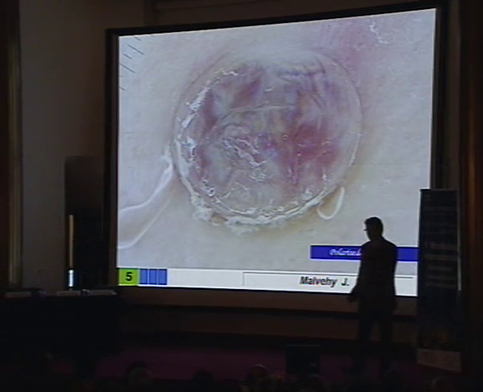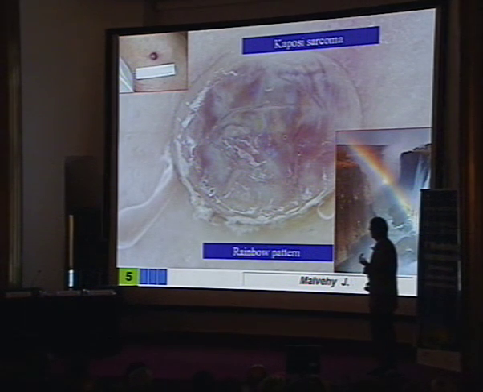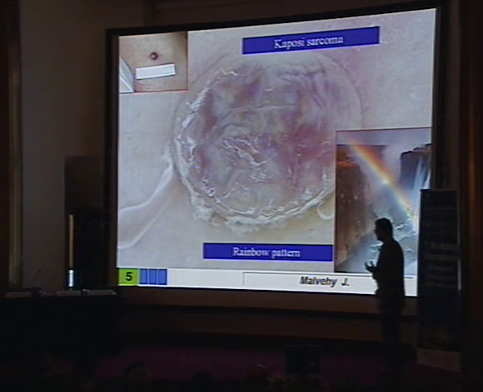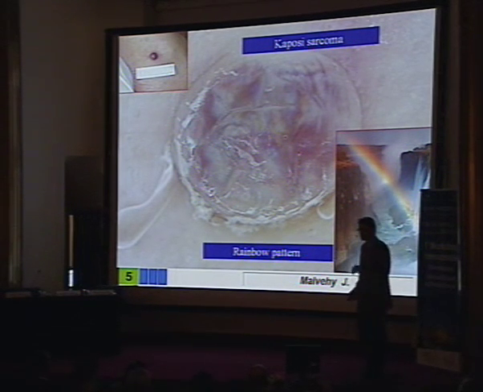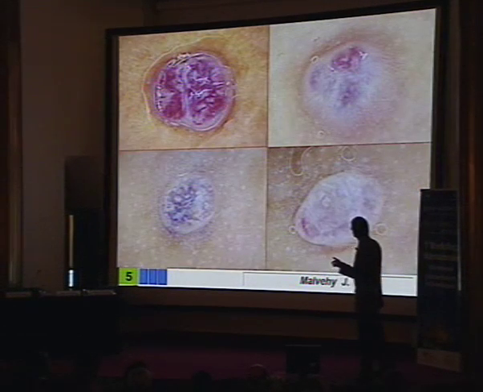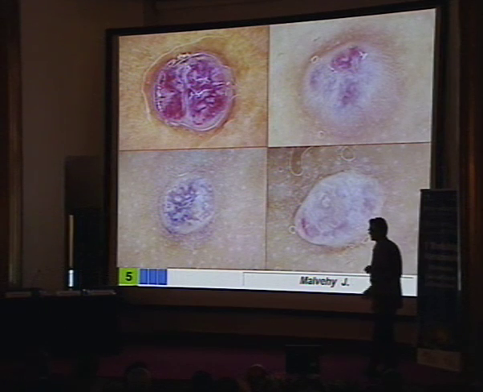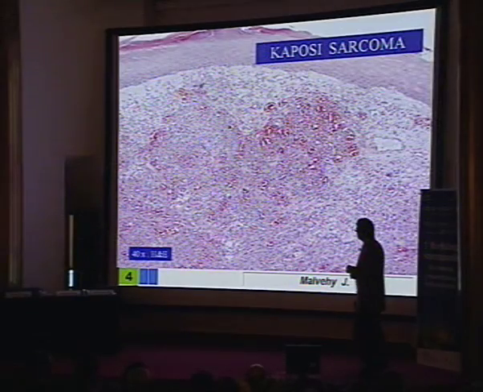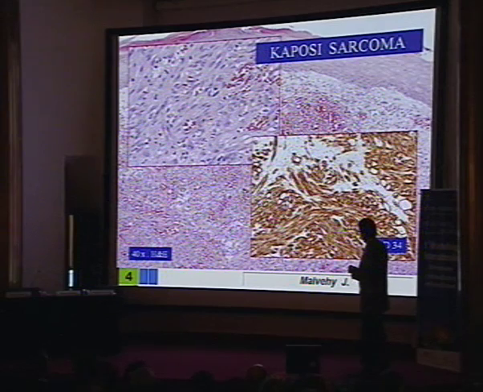Kaposi. Okay. Yes. Why? Because in Kaposi it was described this rainbow pattern with these images due to the constitution with vessels and fibrosis of the tumor. And this was nicely described in a publication some time ago, but these are phases of Kaposi sarcoma. And this is the correlation with histopathology.